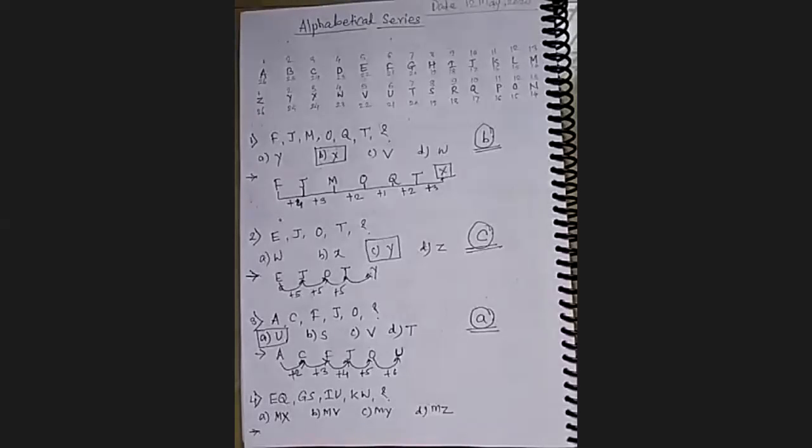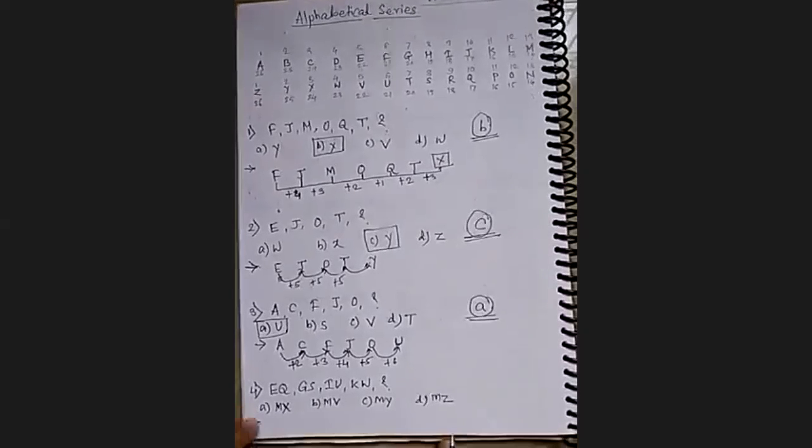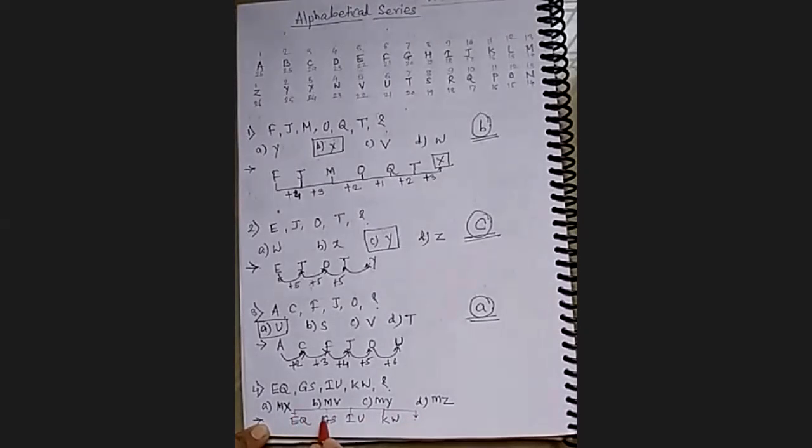Yes, most of you are writing option C, right? So let's see how it has arrived. EQ, GS, IU, KW, and here will be your answer. Fine. So if you find out the relationship between the first letters, E and G and I and K, and no doubt here the first letter, right? So this relationship is developed by the difference of 2.